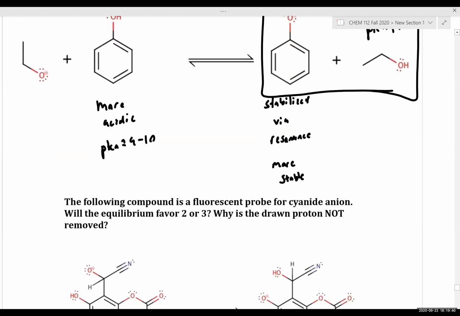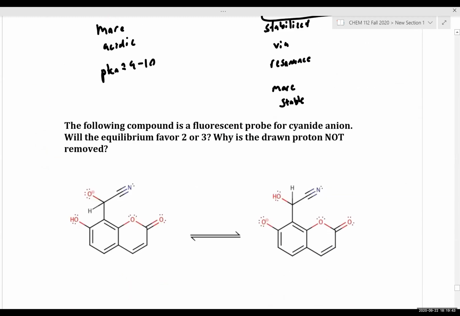Okay, so let's do one last example to close out today's session. The following compound is a fluorescent probe for the cyanide anion, and it relies on a pretty ingenious trick: when cyanide attacks the probe, you generate an anion that is in equilibrium with the following conjugated anionic species. And this conjugated anion has a unique color and a unique fluorescence profile.